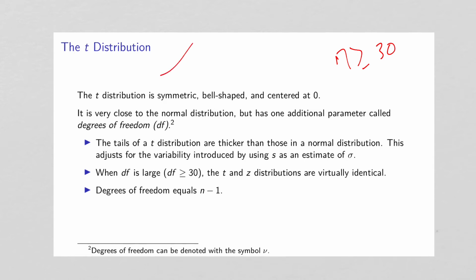So remember, the normal distribution kind of looks like this. The t-distribution has a little bit thicker tails here. There are more values at the ends. When the degrees of freedom is large, greater than 30, the t and z distributions are virtually identical, and degrees of freedom, as you probably guessed by now from what I said, has to do with the number in the sample. Degrees of freedom equals n minus 1.